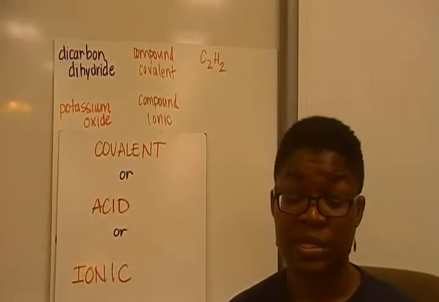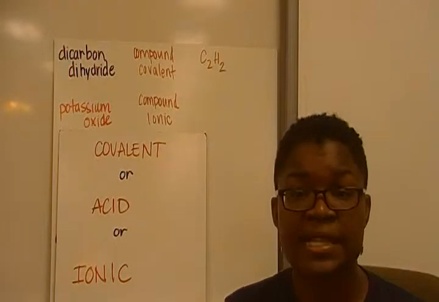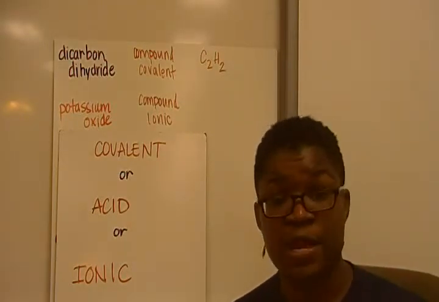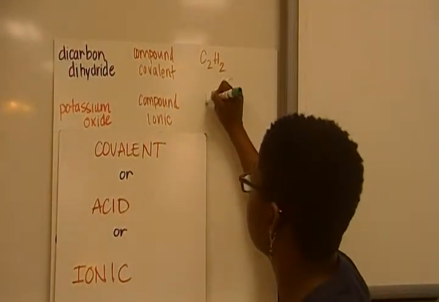Now, to name this one, to name ionic compounds, you have to think about the ions that form. So potassium is in the first column of the periodic table, and everything in that very first column from the left is a plus charge, K plus.